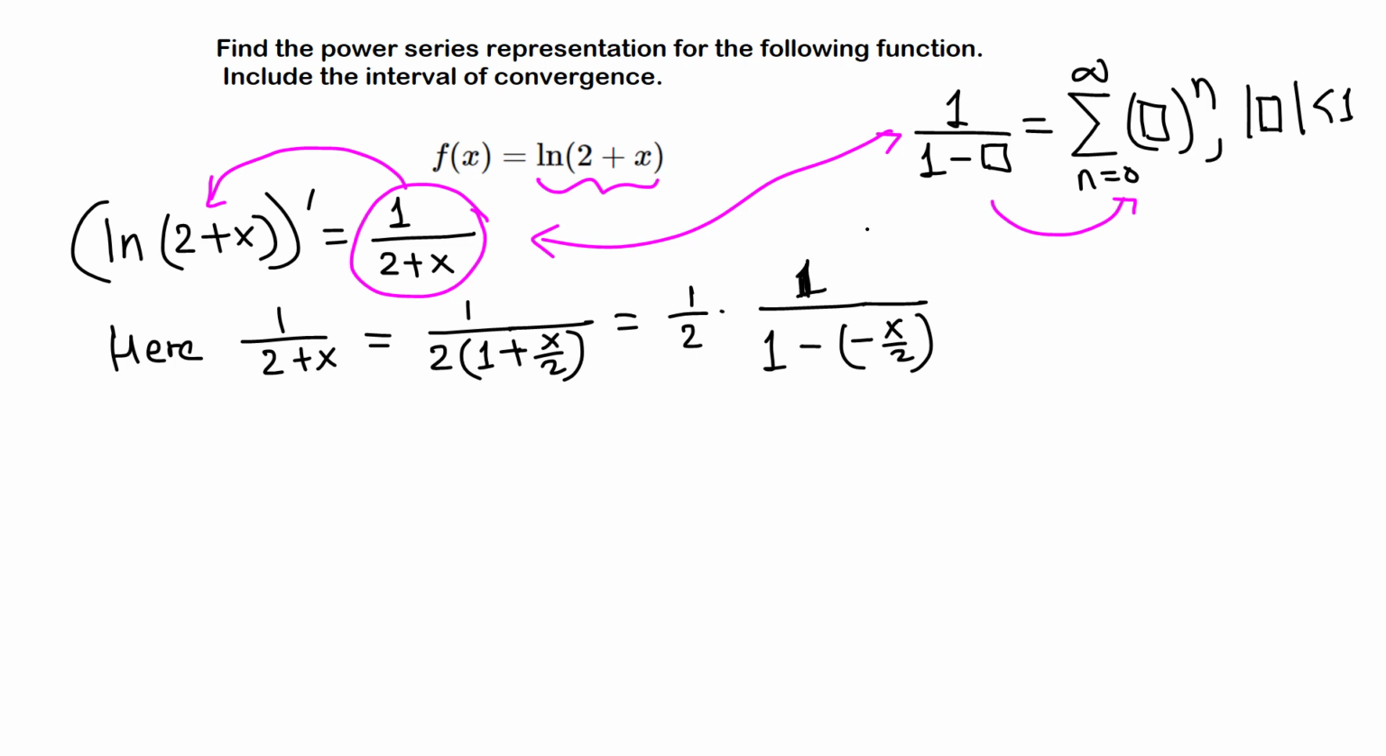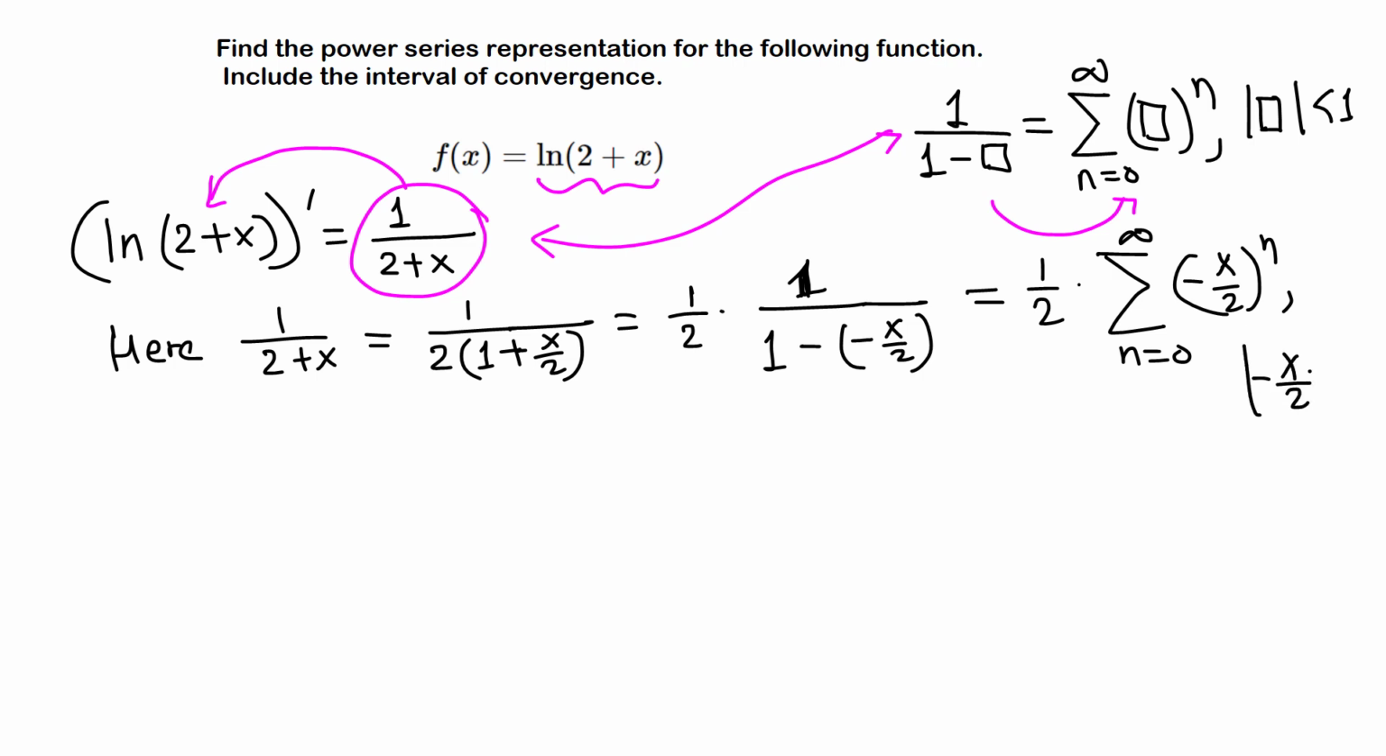Now this is pretty much like this one, okay, 1 over 1 minus something, the box here is negative x over 2, and we can write power series for this one: 1/2 times, okay, this part is simply from here, the sum from n equals 0 through infinity of this negative x over 2 raised to n. And for the interval of convergence, this power series converges when absolute value of this is less than 1. Okay, this is a geometric series, and this happens to be the radius of convergence.